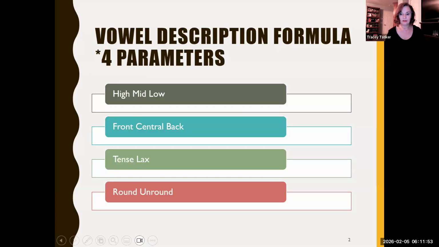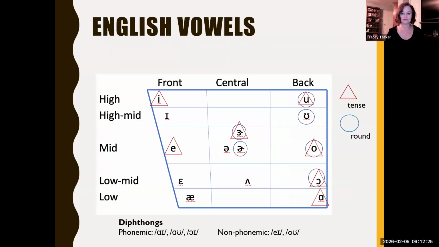Okay, so at this point, this is going to be very familiar to you because we've been talking about the different parameters that we use to describe vowels. So whether the tongue is high, mid, or low in the mouth, whether the tongue is advanced in the front, central, or back of the mouth, whether these vowels are made tense or lax, and whether the lips are rounded or unrounded. So we're going to continue to use these parameters to describe the central vowels.